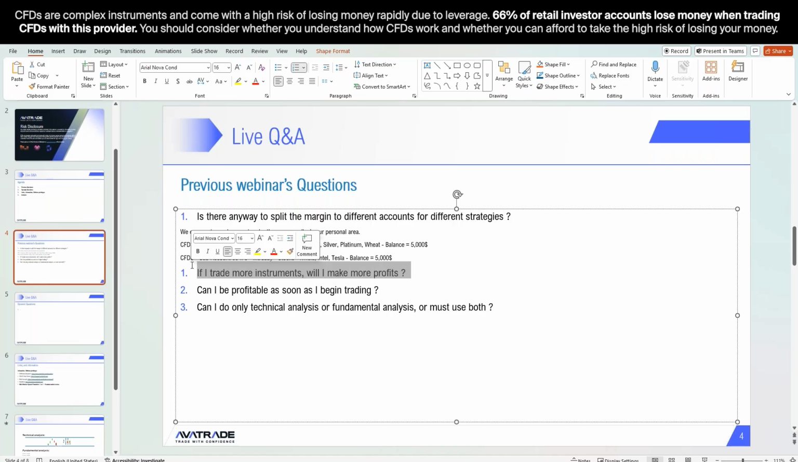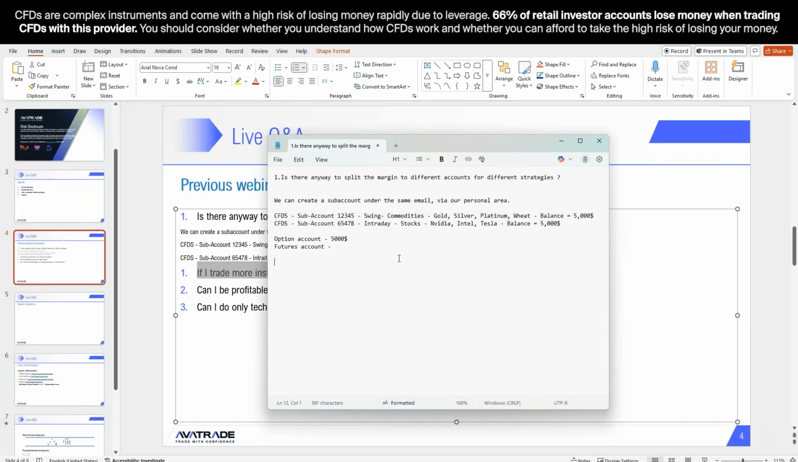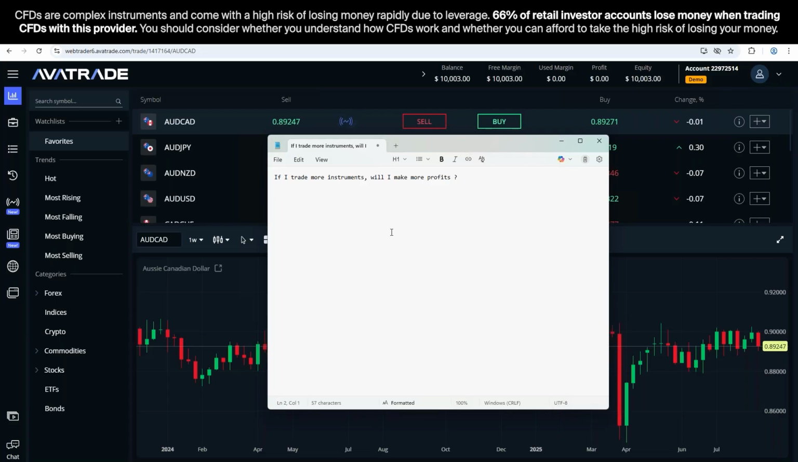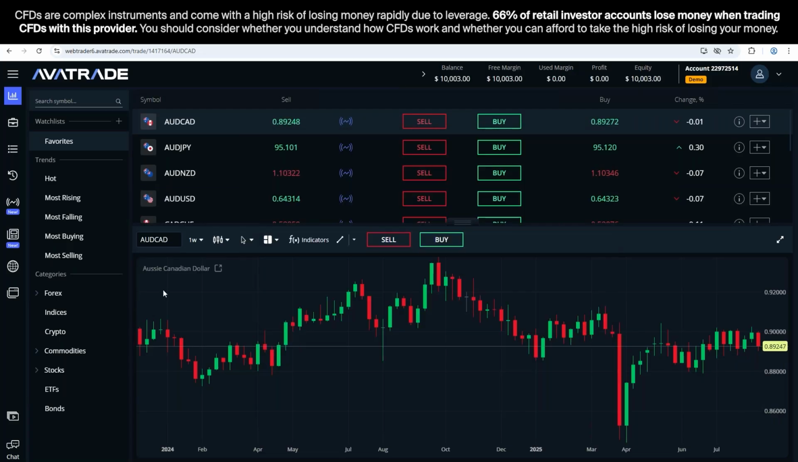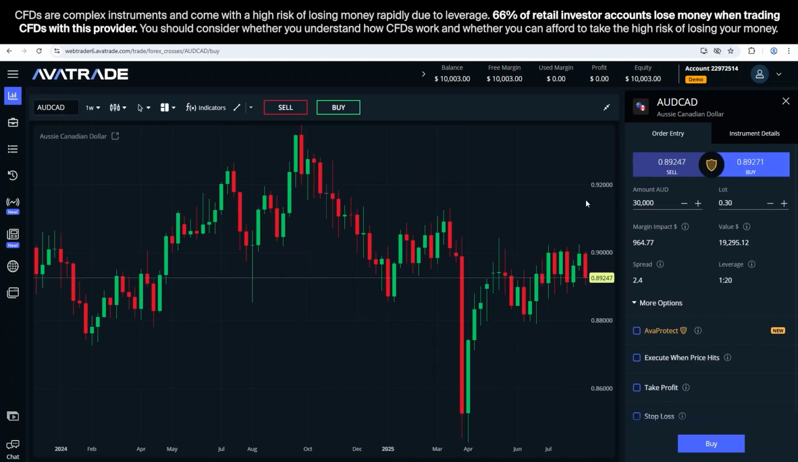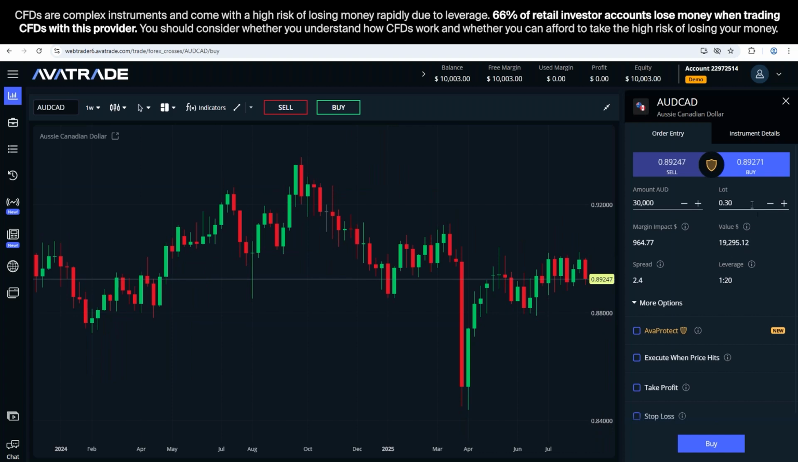The answer is, more instruments doesn't give you more profits or more losses. It gives you the ability to diversify. Meaning, for instance, let's say that I trade Aussie versus Canadian dollar. I have one position with Aussie Canadian dollar, and let's suppose that I'm trading one lot like that.